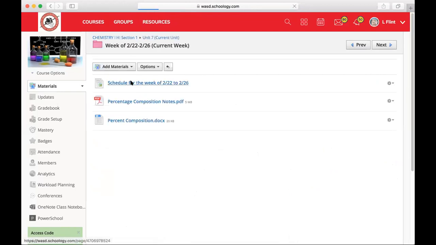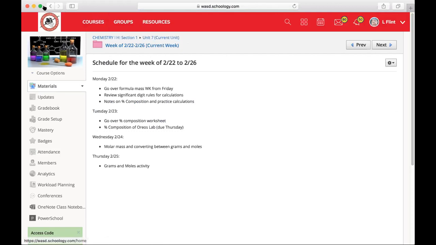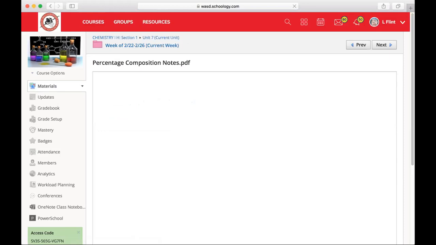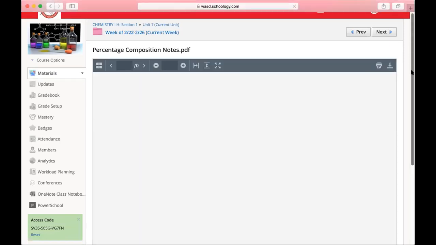There's a schedule for the week. We just went over those formula mass problems. I want to go over very briefly the rules for significant figures and then show you how to do percent composition, but I'm going to do it practically. So there is a set of notes in here. It says percent composition notes. This is if you're absent or you need to refer to this.